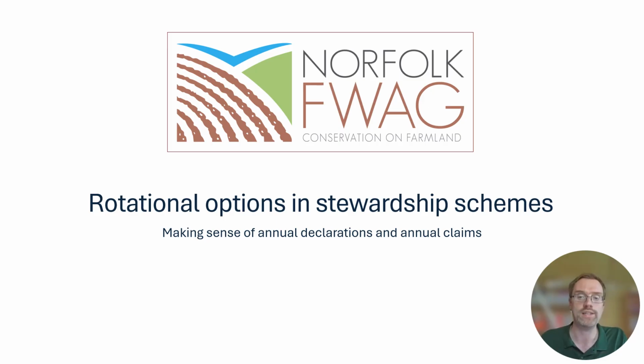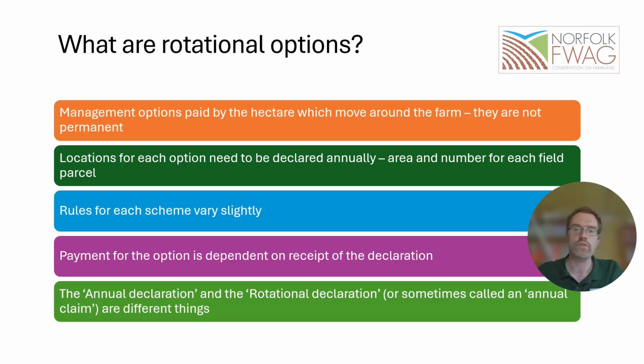So this video is designed for people who have stewardship schemes and need to understand what they need to do with their annual declarations. So let's first of all ask the question, what are rotational options, to make sure we all understand what we're talking about. These rotational options are land management options that are paid by the hectare for management in certain areas of the farm, but which move around the farm with your rotation. So you might do them in different places in your farm every year.